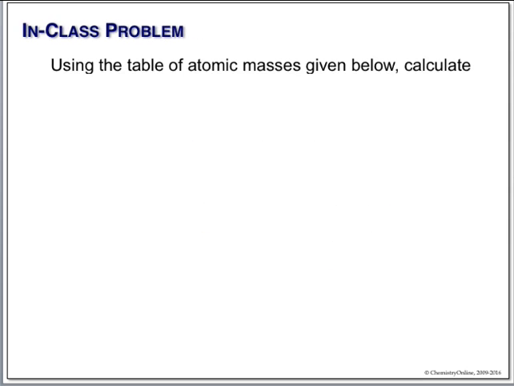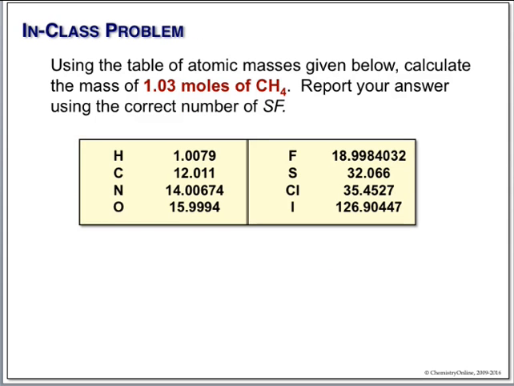All right, let's do another one here. Here's a table. This is methane. What's the mass of 1.03 moles of methane? So step 1, go ahead and use the data in the table to calculate the molar mass of methane. Once you know the molar mass, go ahead and convert moles into grams.